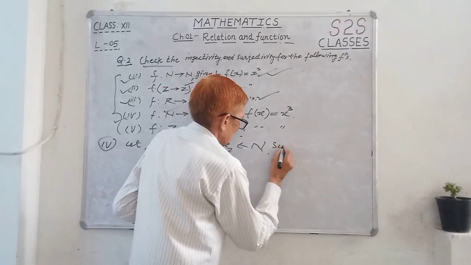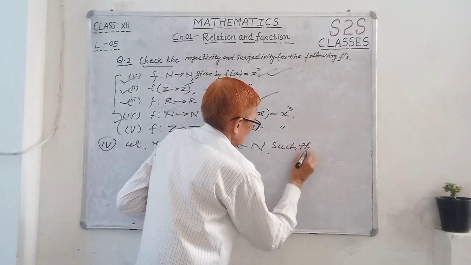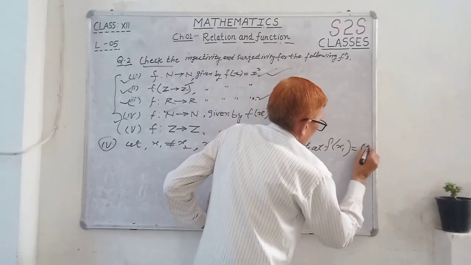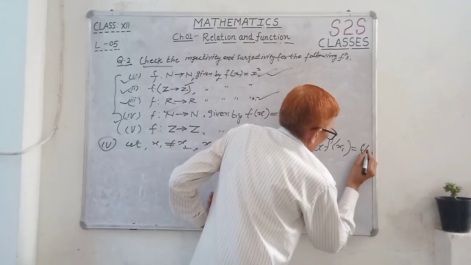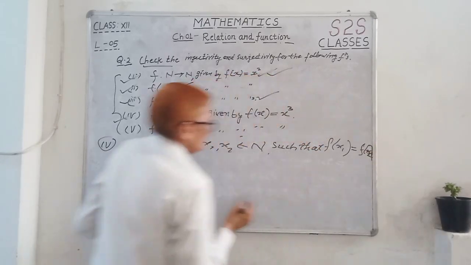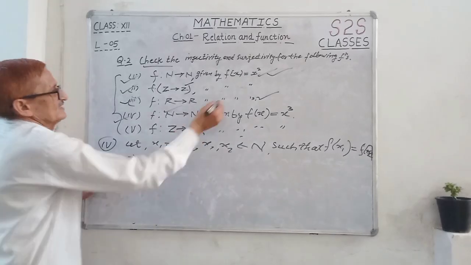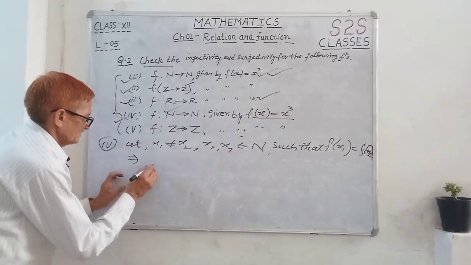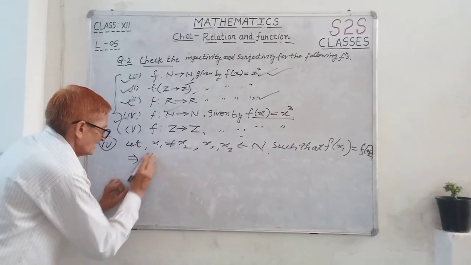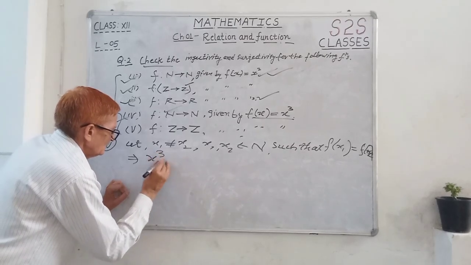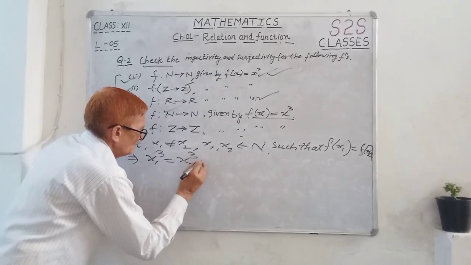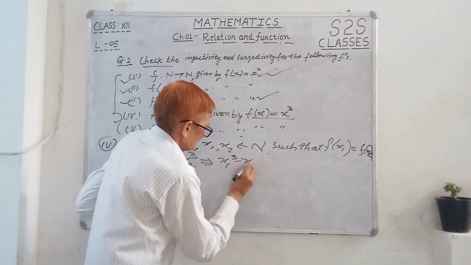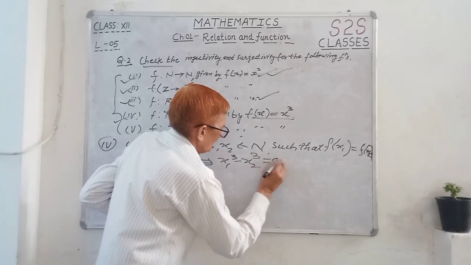such that f(x1) is equal to f(x2). Now this implies, for this fourth part, f(x1) is equal to x1 cube. So x1 cube is equal to x2 cube. Then this implies x1 cube minus x2 cube is equal to 0.